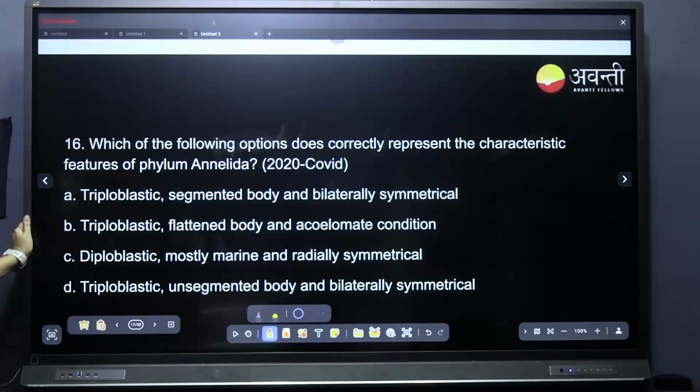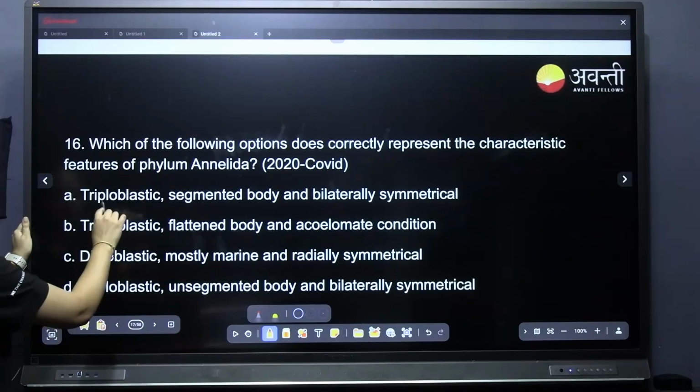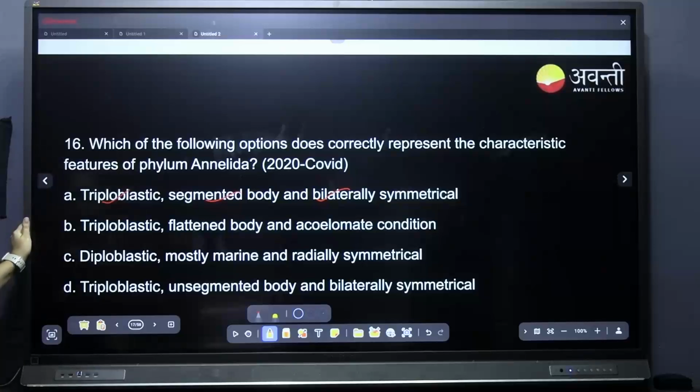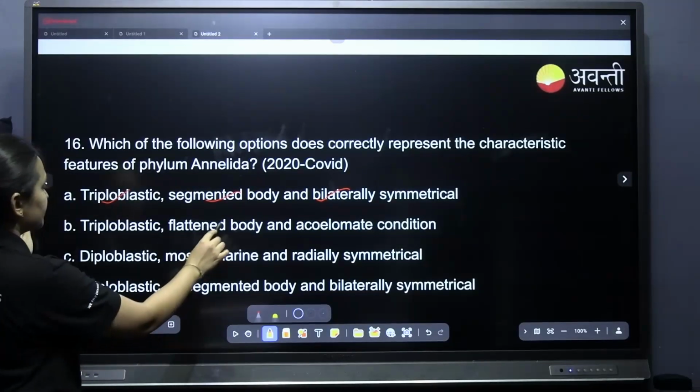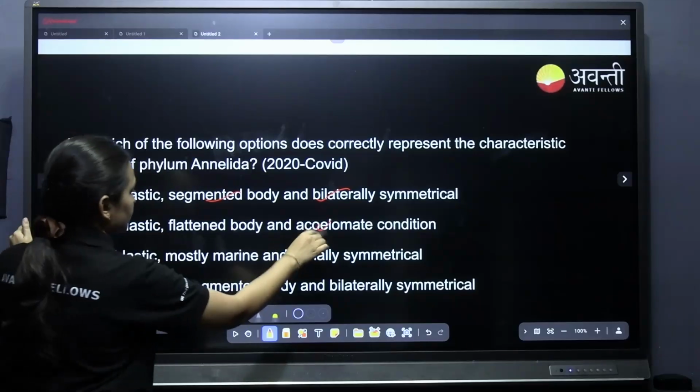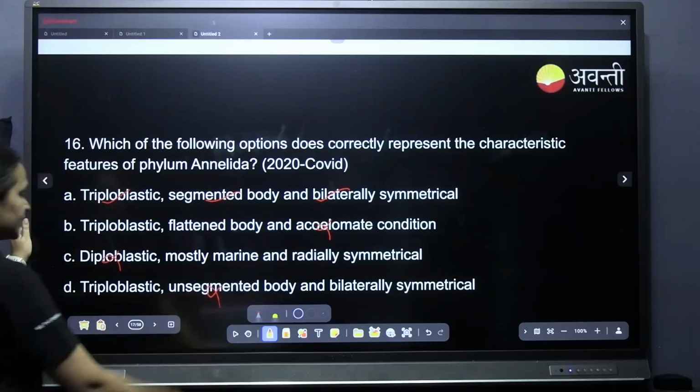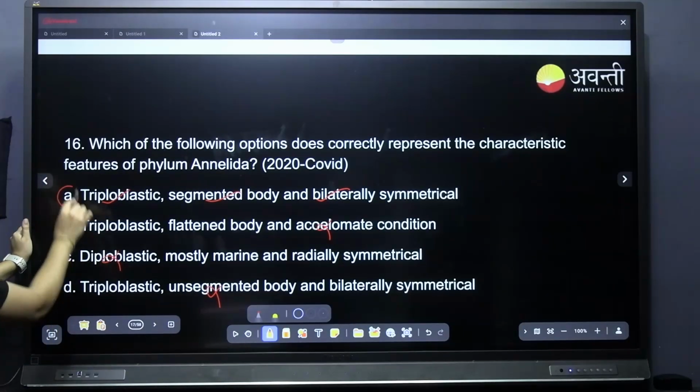Which of the following options does correctly represent the characteristic feature of phylum Annelida? Annelida are triploblast, segmented and bilateral symmetry. Yes, this is correct. Triploblast, flattened body, annelids are not, and acoelomate, no. Diploblast, no. Triploblast unsegmented, no. Annelids are segmented ones. So, A as a right answer.